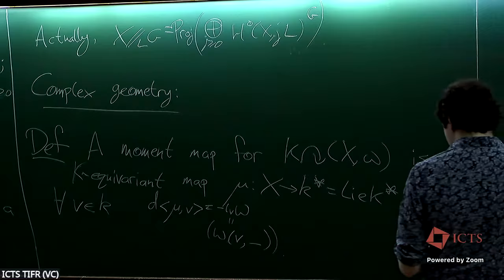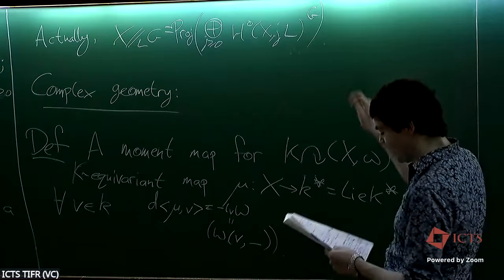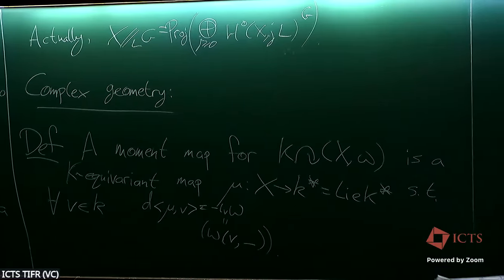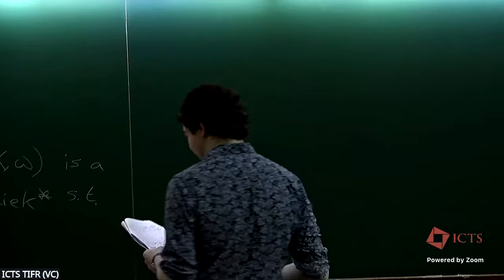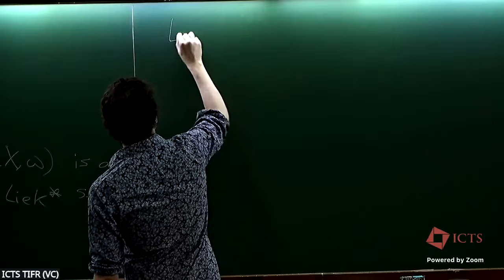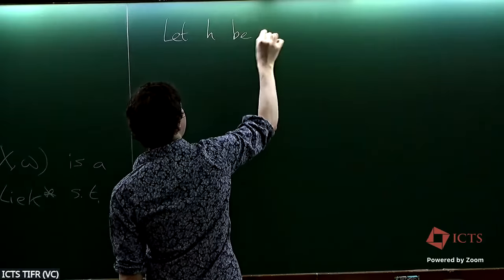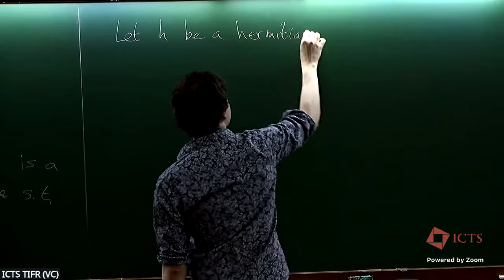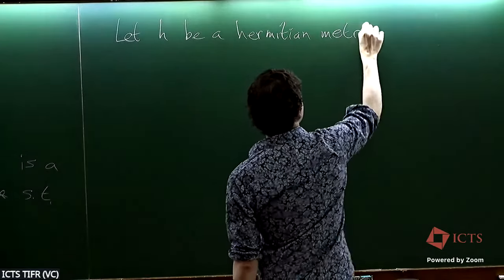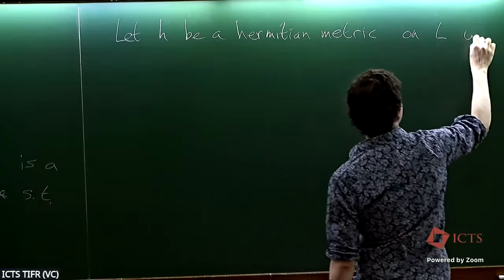Okay. I'll give an example that fits into this framework. There's a canonical way of constructing moment maps once I fix a lift of the action to the line bundle, as we have here. So we let h be a Hermitian metric on L.